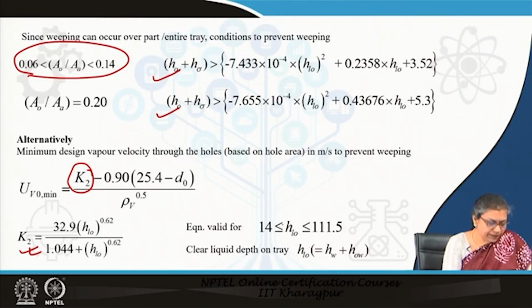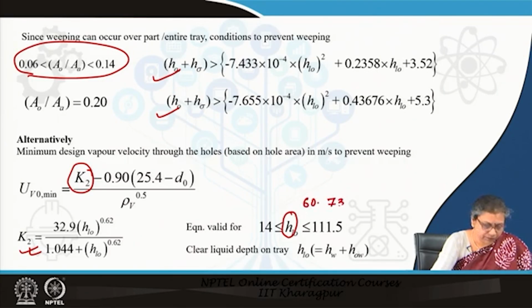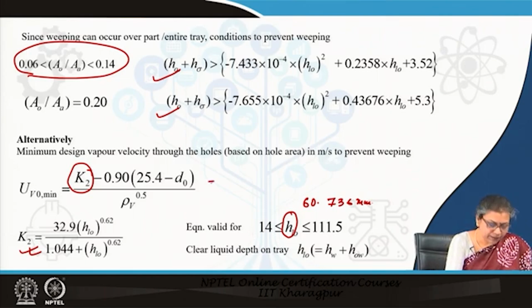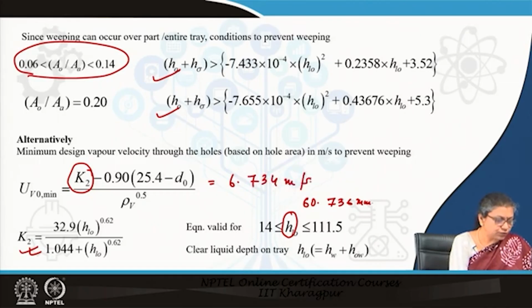Well, so therefore, if you check it up, you will find that HLO here will be 60.736 millimeters. So, therefore, it is obeying here. From there, if you find out UVO min, you will find this is equal to 6.734 meters per second. Well, and so from there, if you find, you will find that more or less this complies to your case.